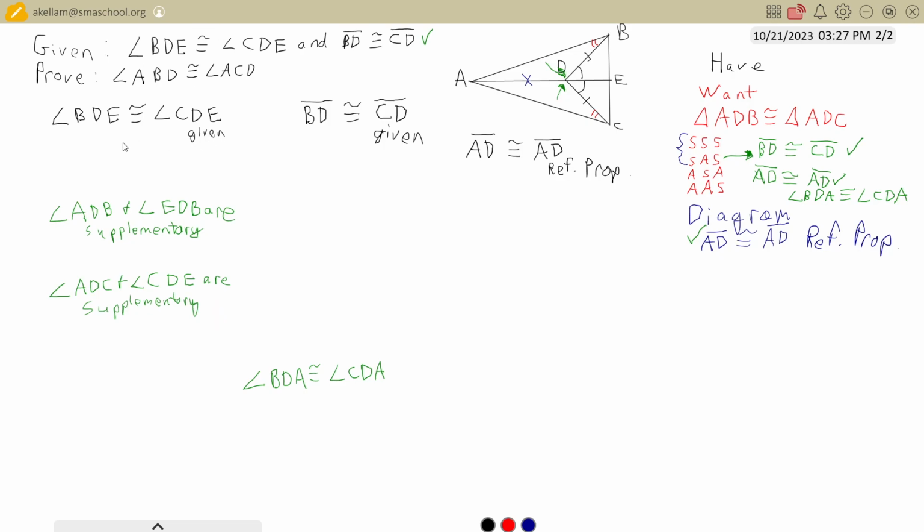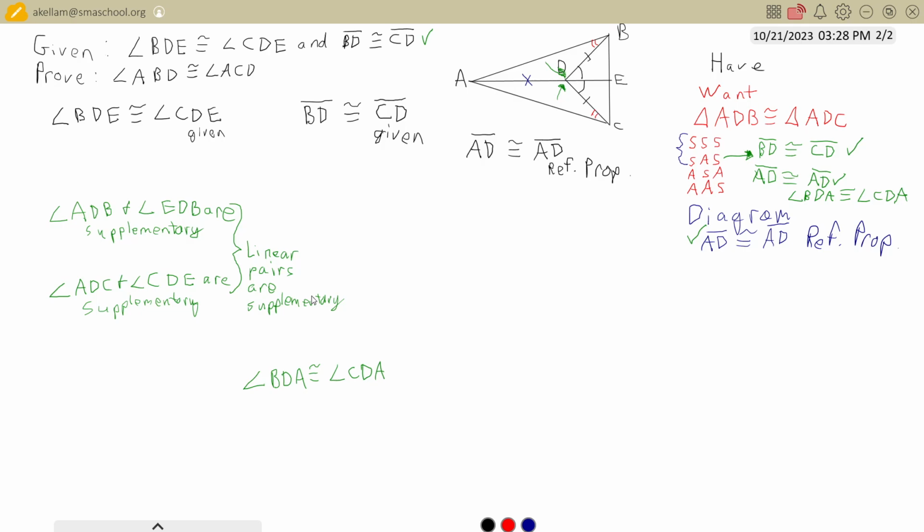Notice this is not from our given information. This is from the diagram. And these two share the same reason. That reason being that linear pairs are supplementary.